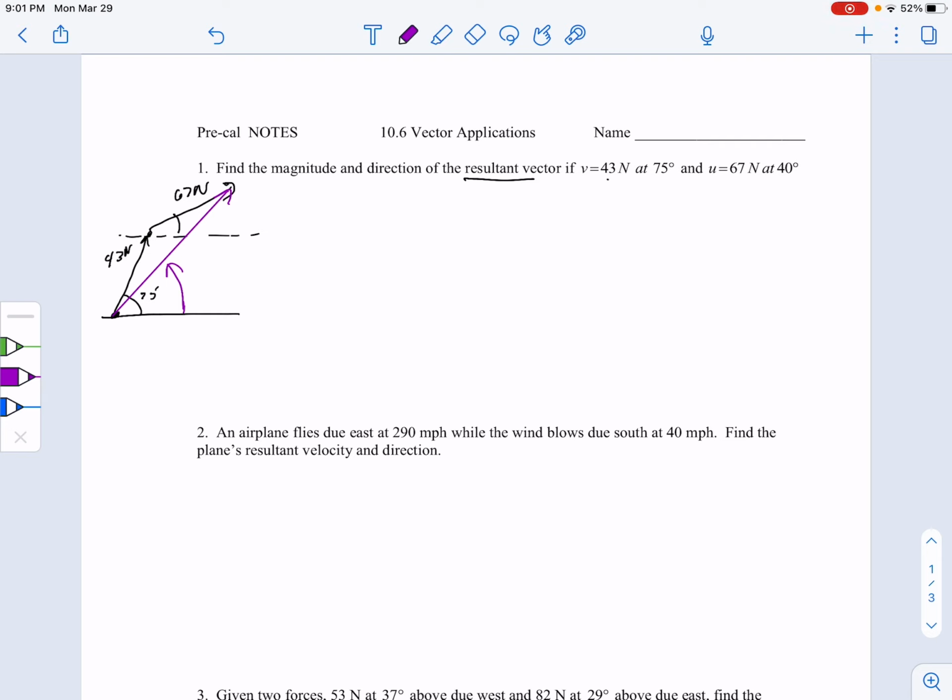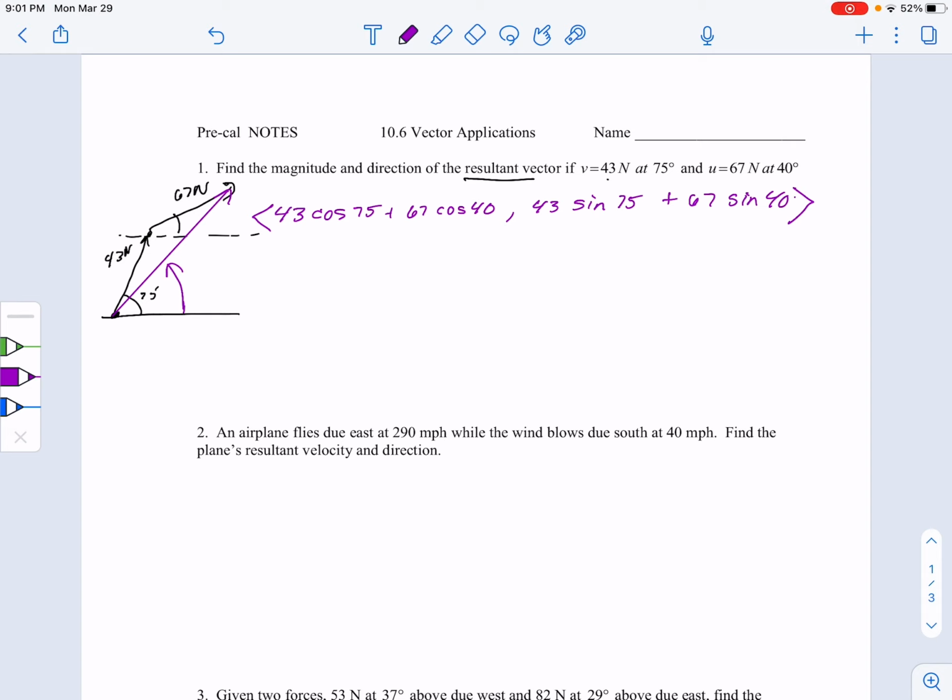Well, remember to put these in component form, you take 43 times the cosine of 75 and add to it 67 times the cosine of 40. And the other component is 43 times the sine of 75 plus 67 times the sine of 40 degrees. And then you just put that in your calculator. So let's see what we got.